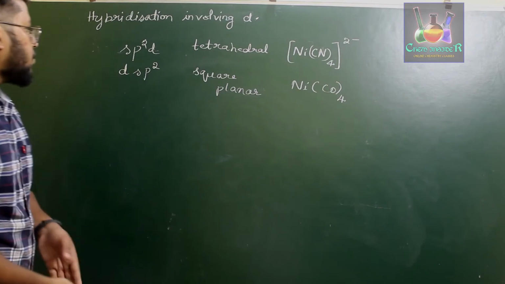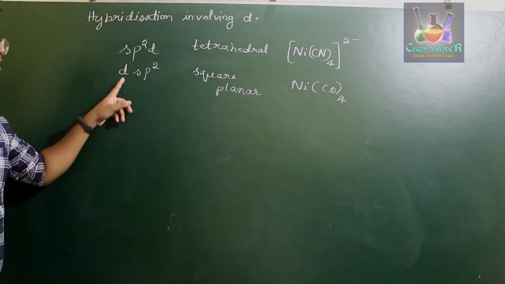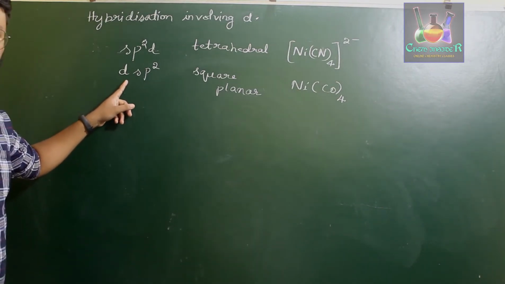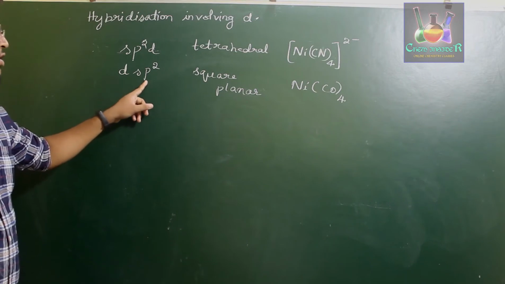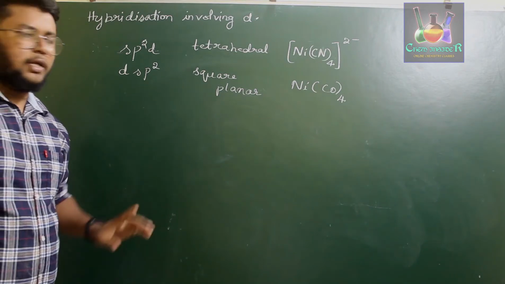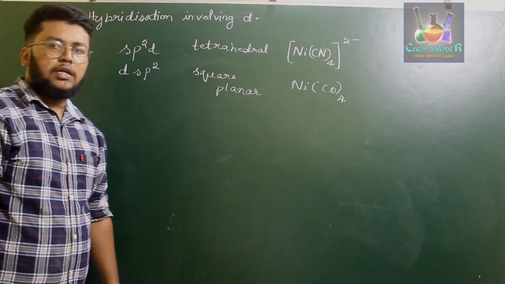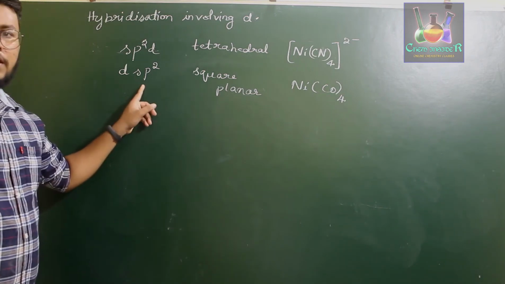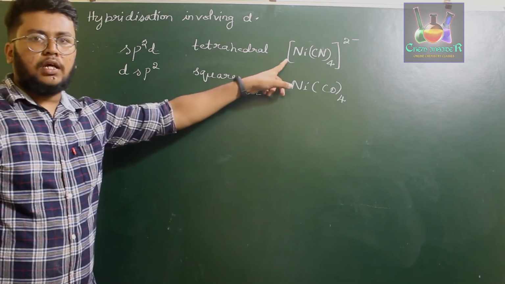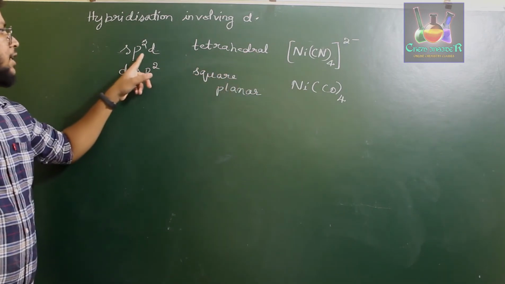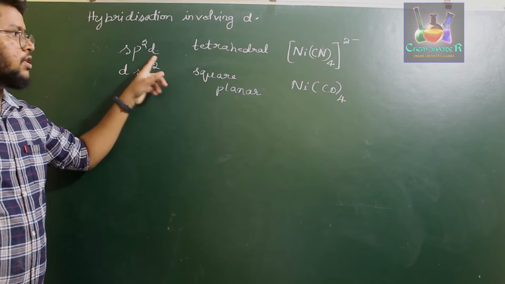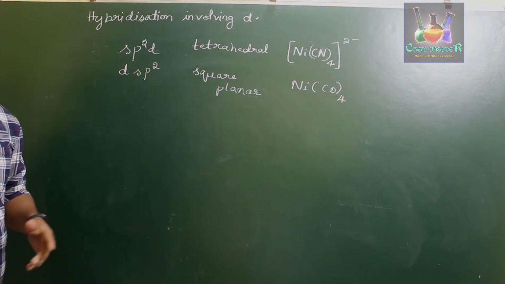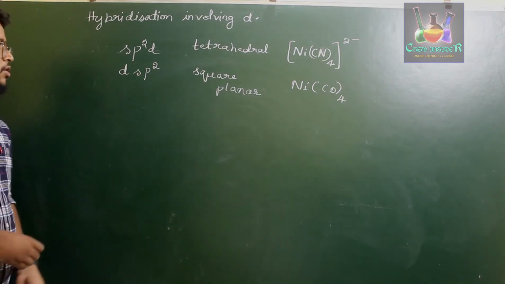So if a molecule undergoes dsp2 hybridization, then it forms a square planar geometry. An example is nickel tetracarbonyl, where nickel is undergoing dsp2 hybridization. In the same case, nickel may also undergo sp3d hybridization to form nickel tetrachloride in a tetrahedral geometry.